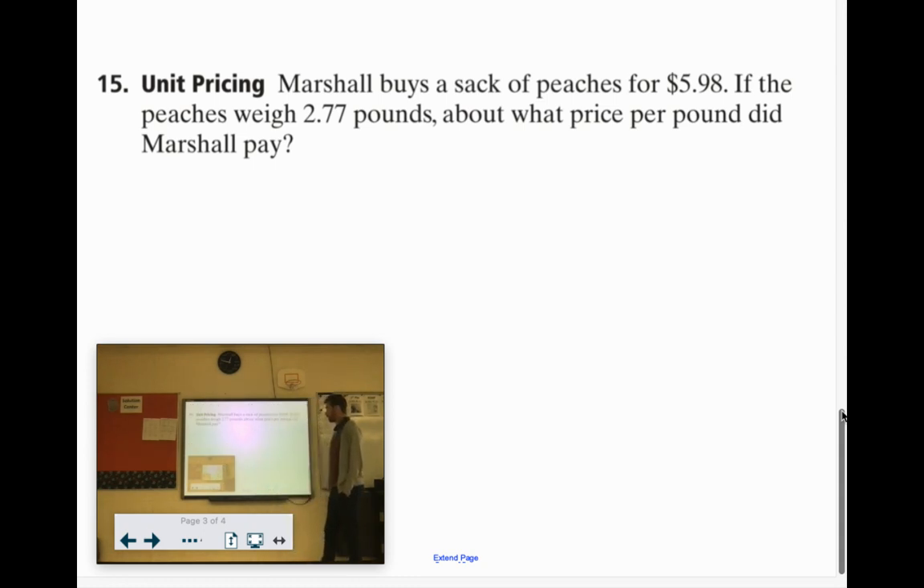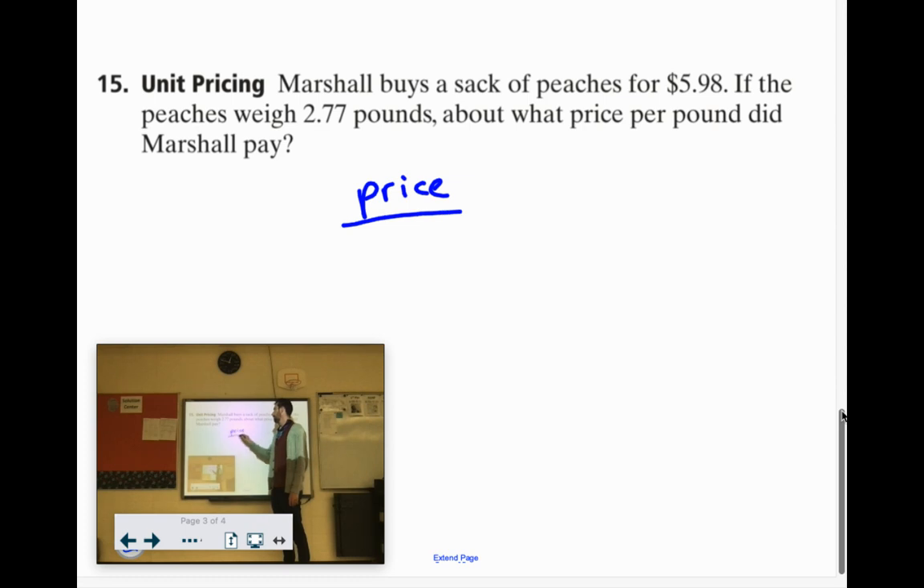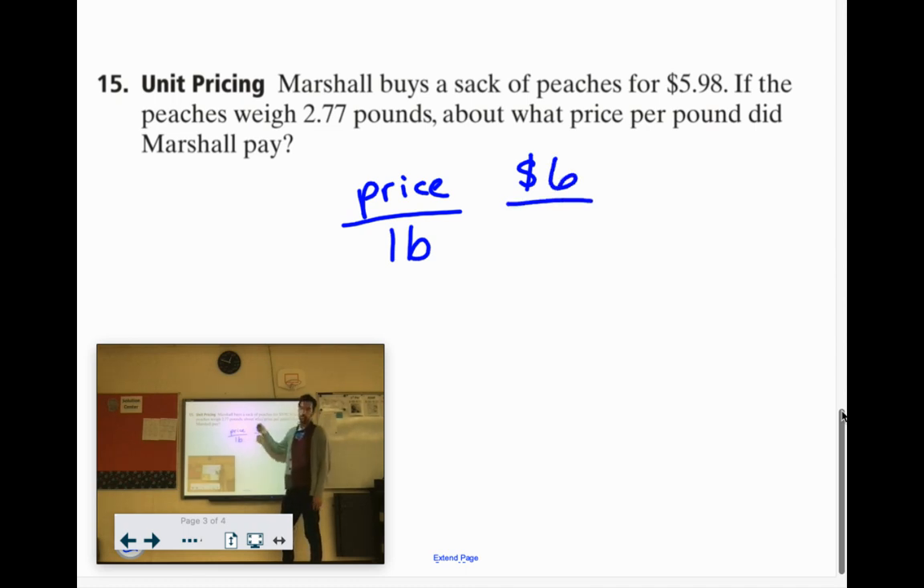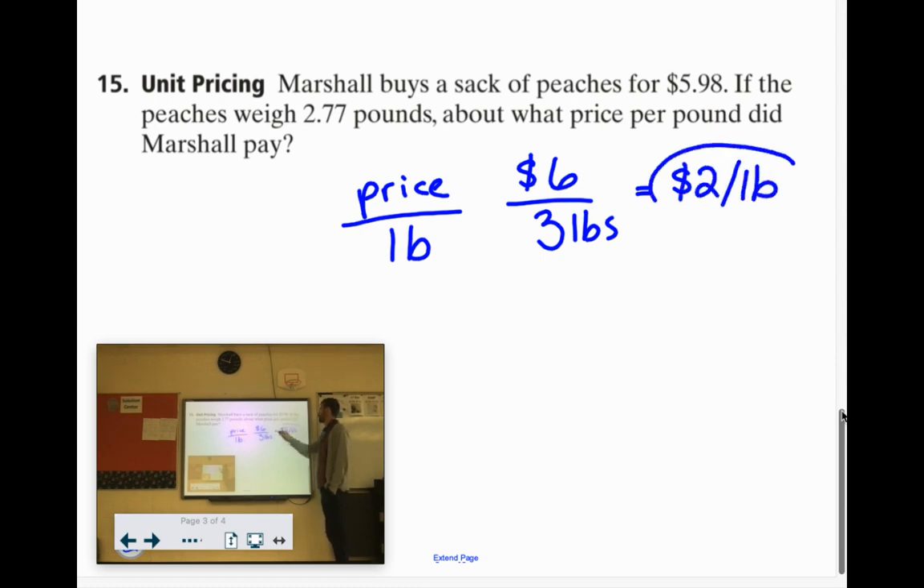Marshall buys a sack of peaches for $5.98. If the peaches weigh 2.77 pounds, about what price per pound did Marshall pay? So price per pound. Our price was $5.98, which is pretty close to $6. Pounds, we have 2.77. That's pretty close to 3 pounds. So $6 over 3 pounds, that divides out to $2 per pound.